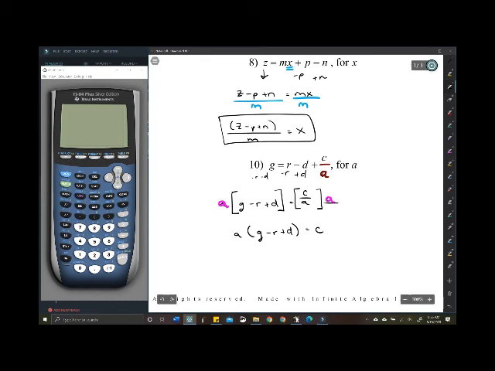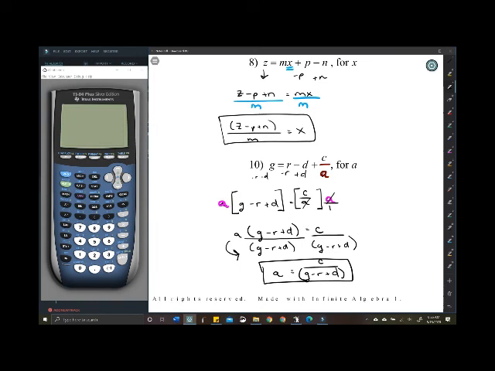Okay, so the a over 1 is like a reciprocal, they cancel each other out. Now, we don't want to distribute because then we're just going to have to undistribute. So from here, we're just going to divide by this big old quantity, g minus r plus d, which means that a is equal to c over g minus r plus d. Here, it's important that the denominator is in parentheses.